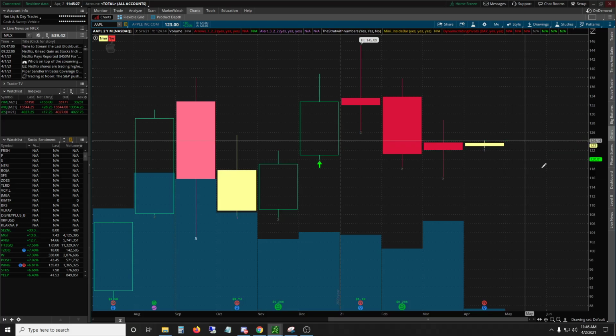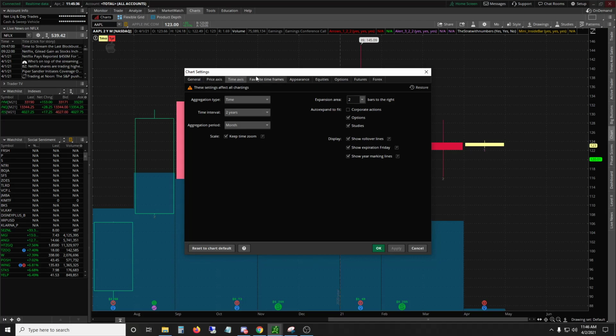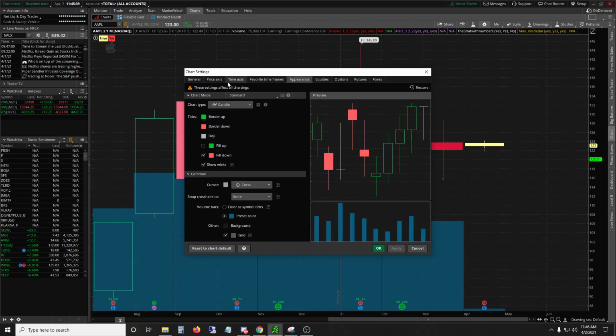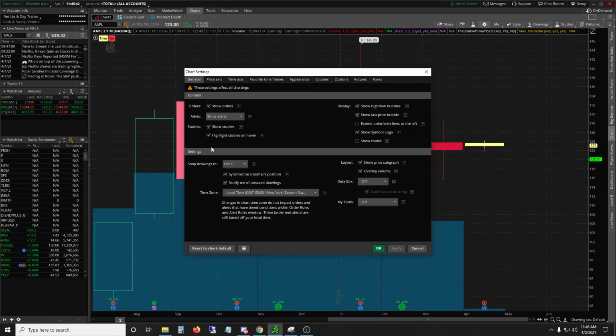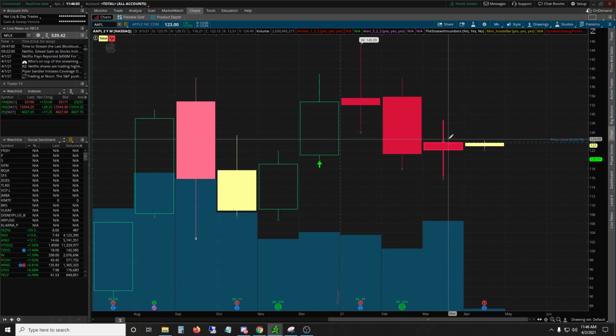If you go up to settings, you see where it's at here. I think it's over here in general. Right here: snap drawings to OHLC, open, high, low, close. Set it to OHLC, and all you have to do is get near the candle, so it bolds the candle. Get near it and hit it, and it'll snap to the nearest level, the closest level to that. Now if I come down here, you'll see it's going to snap to here now. So snap it to here.